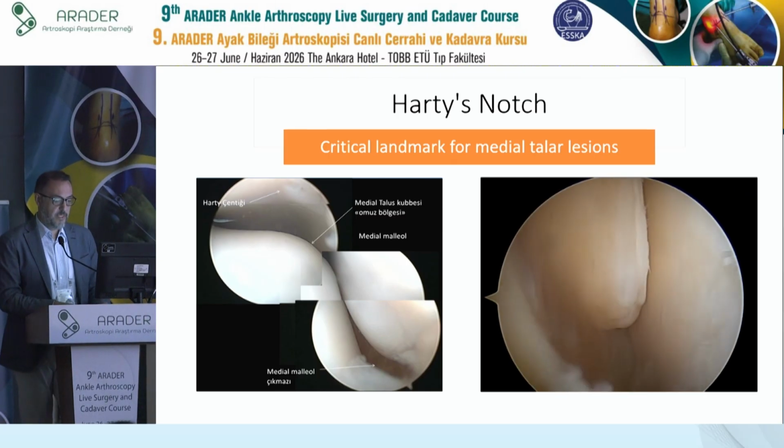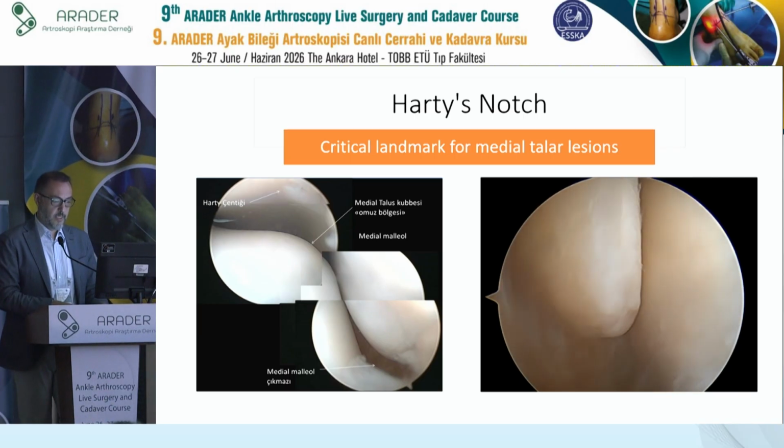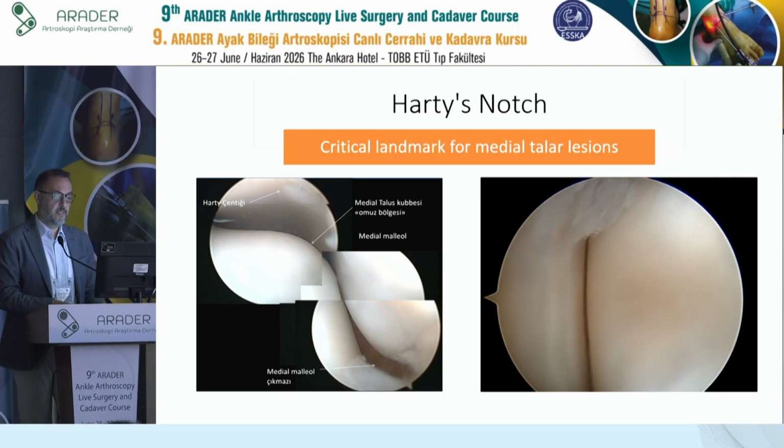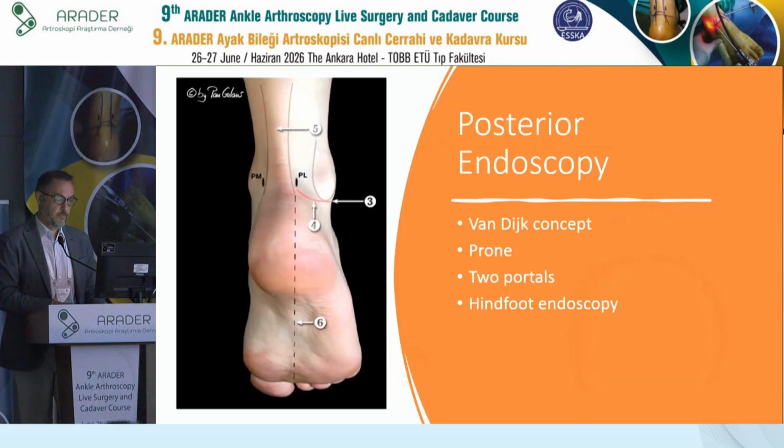Here we start from the medial gutter, we can see the deltoid ligament, medial malleolus, then we move proximally, we can see here the medial shoulder, and we can see the Harty notch.